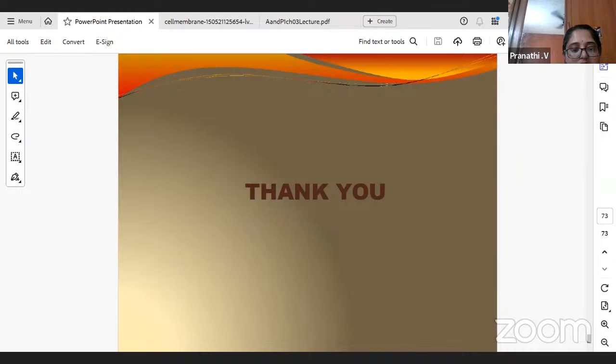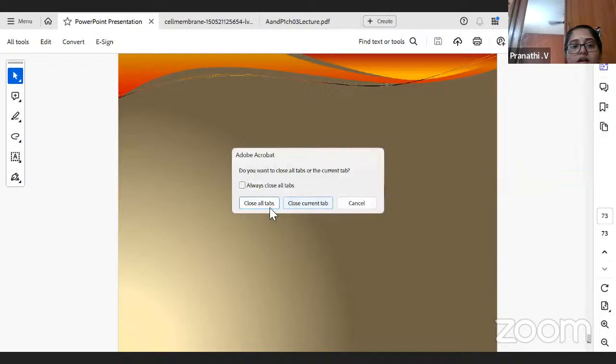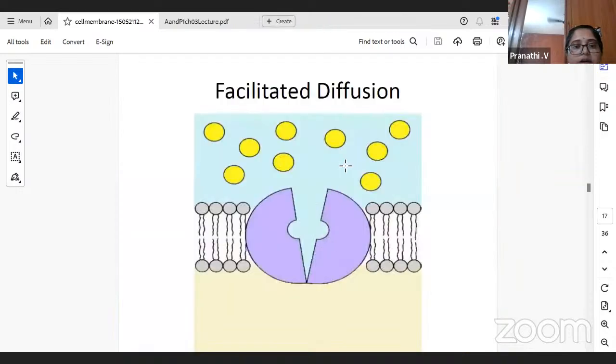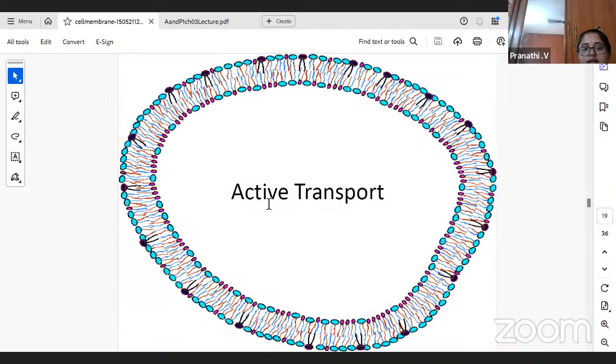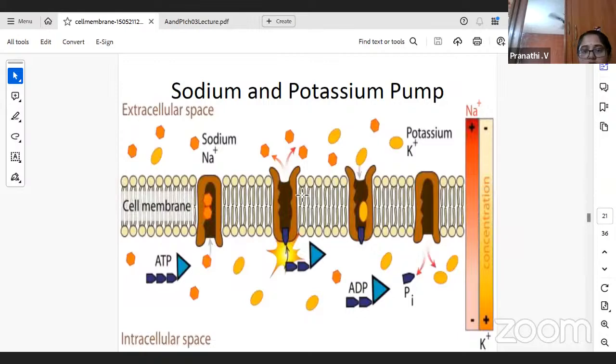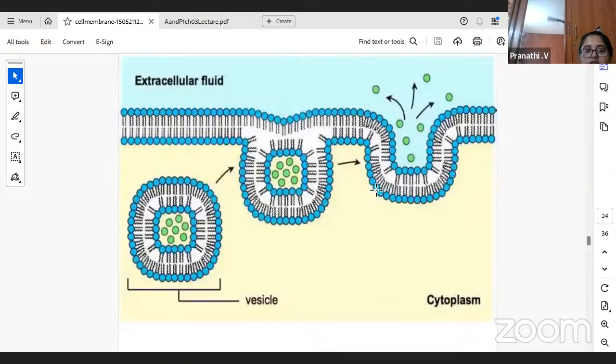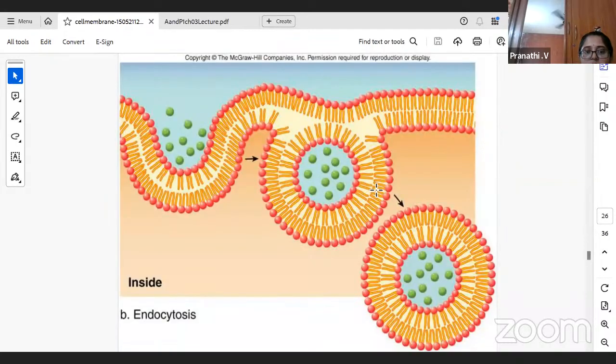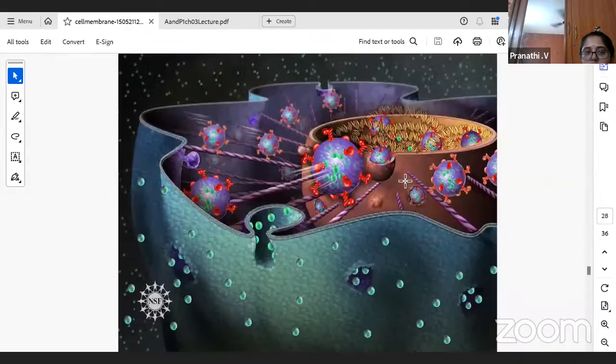Let me see if there are any more slides that I have to share with you. We have already seen this. I'm just going through quickly so you will know active transport. I'm not going to talk about it again because I've just finished these different kinds: ECF, plasma membrane, endocytosis, phagocytosis.